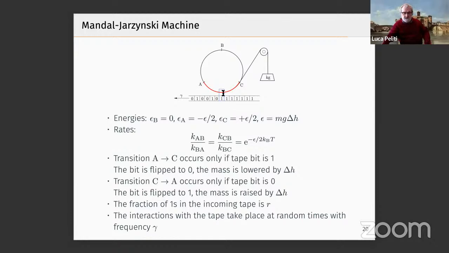And then if the state is A and the tape reads one, then this transition happens, and the one is set to zero, and vice versa. So only with the frequency gamma. In this way, we are able to solve the problem.